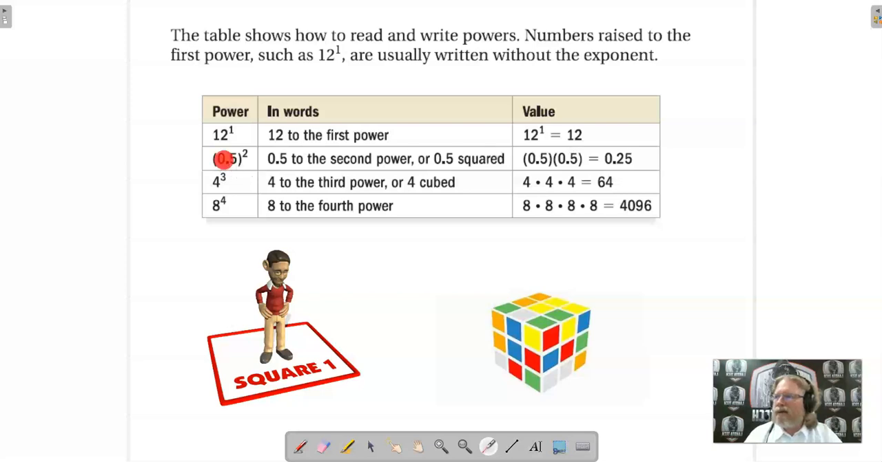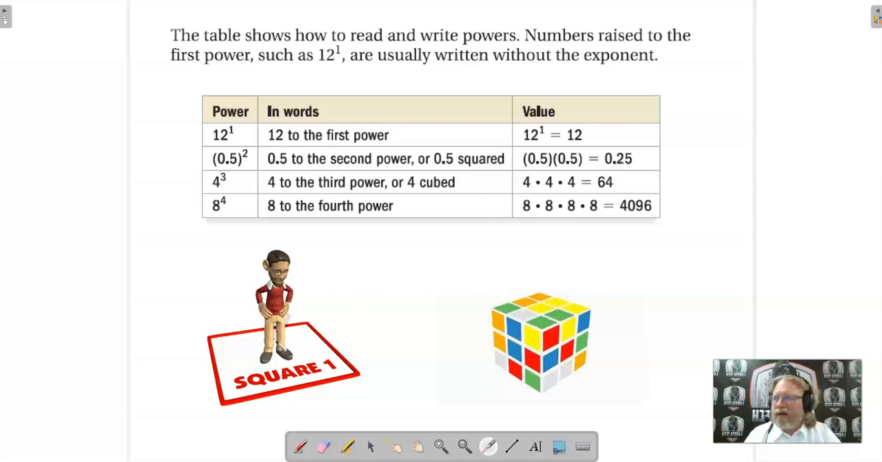The second one, 0.5 to the second power. We say 0.5 to the second power, or we could say 0.5 squared. Here we have 0.5 as a factor being multiplied times itself twice. The base is 0.5 twice because the exponent is 2, and whenever we do that, we get 0.25.